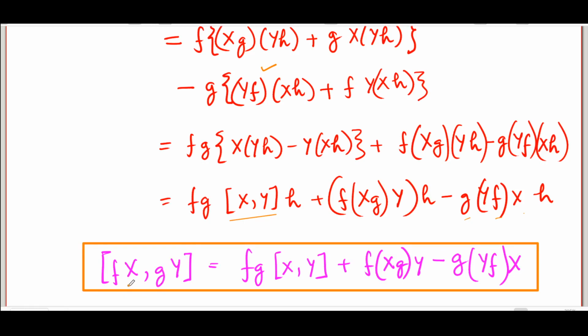The Lie bracket of fx and gy is a vector field which is given by fg times the Lie bracket of x and y, to which you add f times xg times the vector field y minus g times yf times the vector field x.